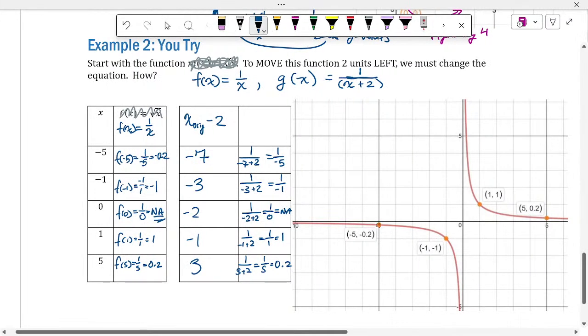And now, what will that look like? Well, now this exact same point here won't happen at -5. It'll happen at -3. This won't happen at -1. It'll happen, or at -7 rather. This one won't happen at -1.